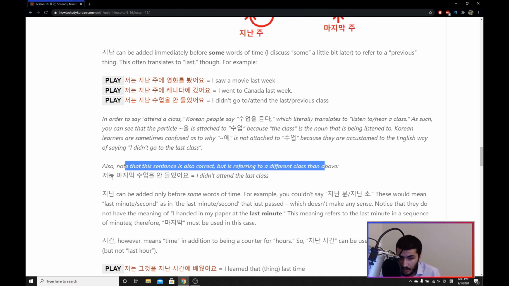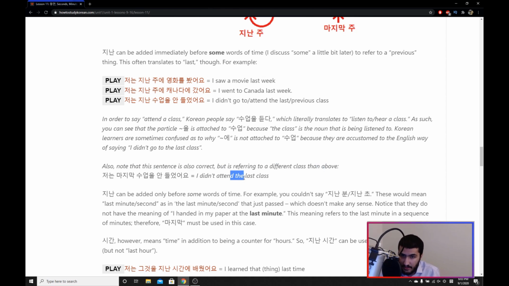Also, note that this sentence is also correct, but it is referring to a different class. 저는 마지막 수업을 안 들었어요. I didn't attend the last class. It doesn't mean the last class as in the previous class, which is here. This means final class. All right. 지난 can be added only before some words of time. So, for example, you cannot say 지난분 or 지난초. These would mean last minute, last second, as in the last minute or last second that just passed, which doesn't make any sense. Notice that they do not have the meaning I handed in my paper at the last minute. You would use 마지막 for that.